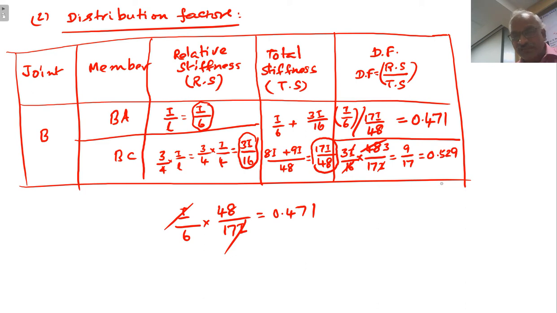Before proceeding further, you will have to check that the sum of distribution factors at a joint, whether it carries 2 members or 3 members or 4 members, must always be equal to 1. Here 0.471 plus 0.529 equals 1. This point we have to check.